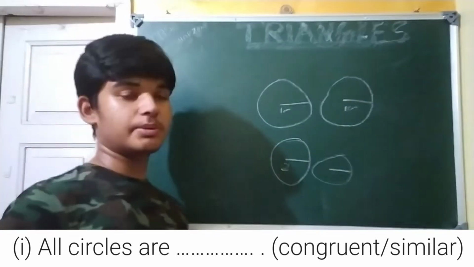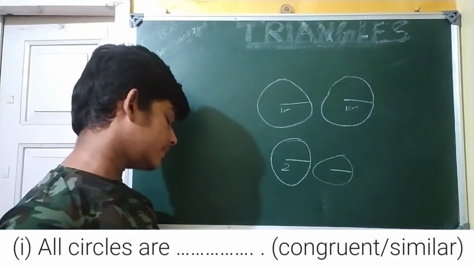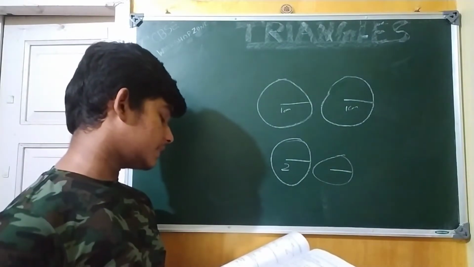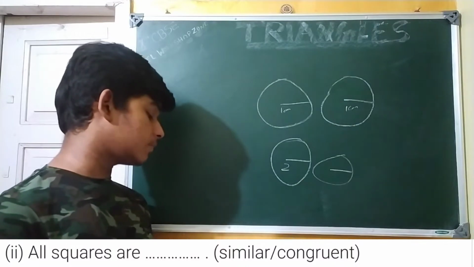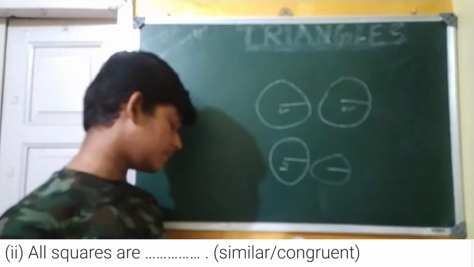So there is a difference between congruency and similarity, and so this kind of answers the question that all circles are similar. Same with the next question, which is, all squares are similar or congruent, and the answer is pretty obvious, it is obviously similar.